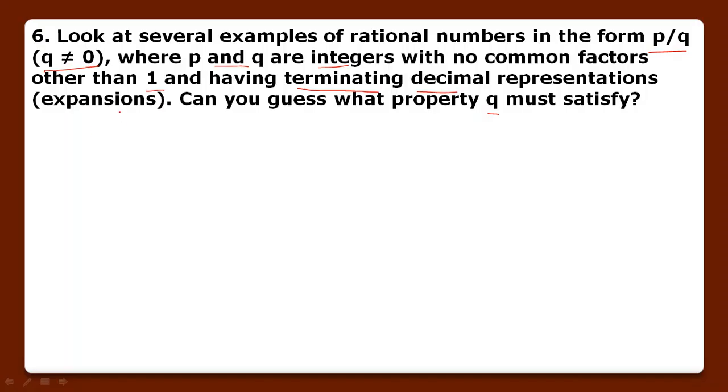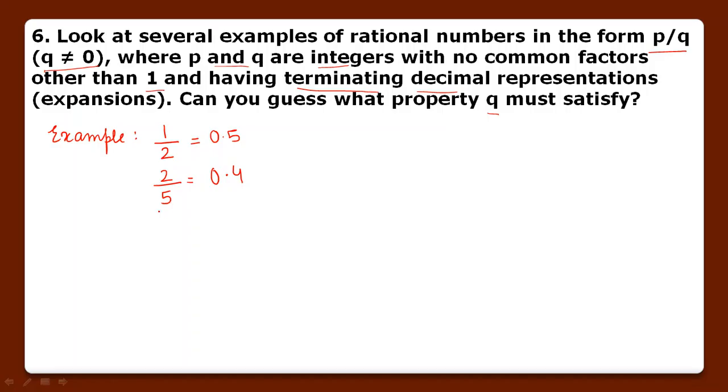So we start with basic examples. We'll take the first example, suppose 1 upon 2. First condition: in the form p upon q, q not equals to 0, p and q are integers. Do 1 and 2 have any common factor other than 1? No. Now let's check its decimal expansion. When we divide, we'll get the answer 0.5. So it is definitely a terminating decimal expansion. So our first example is satisfied. For the second example we'll take 2 upon 5. When we solve it, we'll get the answer 0.4.